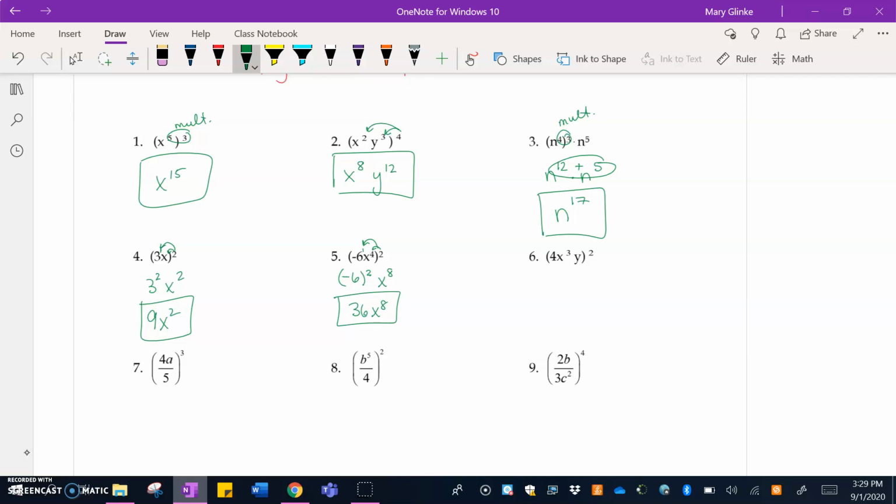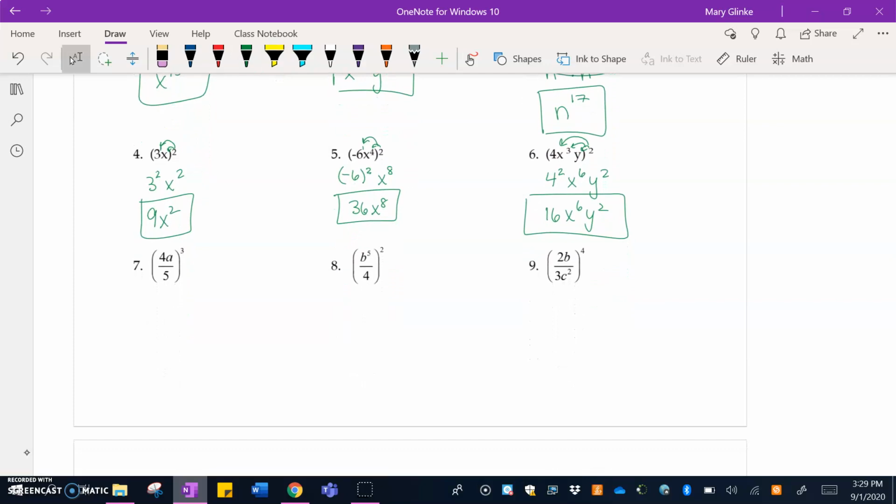So if you haven't done this yet, I would go ahead and pause and try the next couple on your own, see if you can do them, and then come back. For number 6, we have 4 squared, x to the 6th, and y squared when you distribute that square to every base in there. And we're going to simplify, so it's 16 x to the 6th, y to the 2nd.